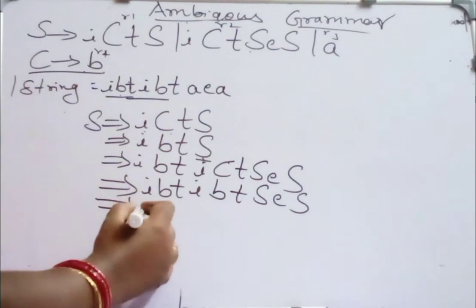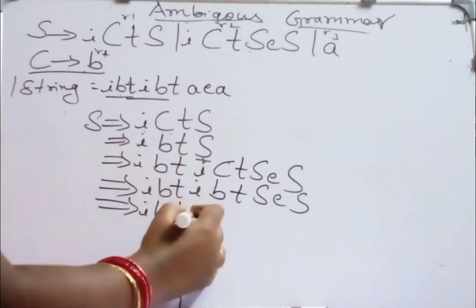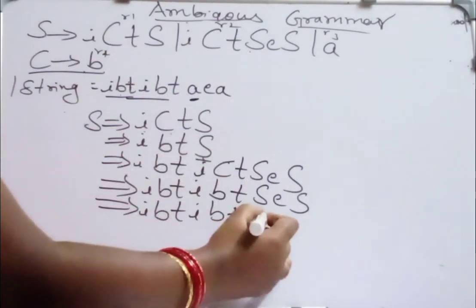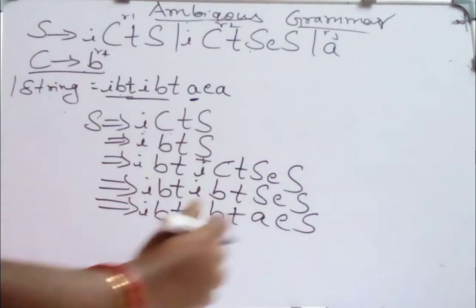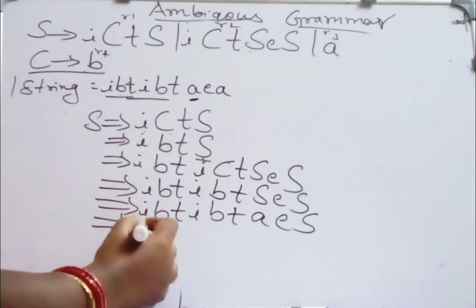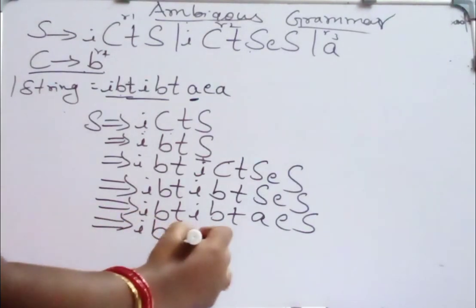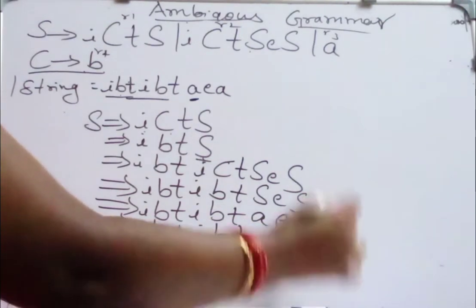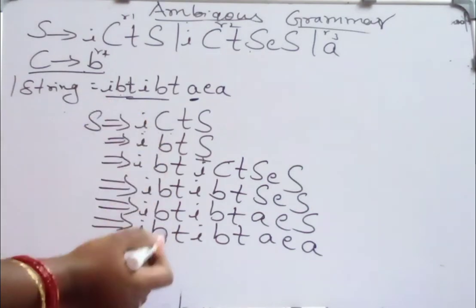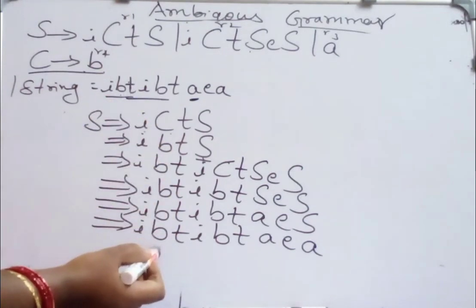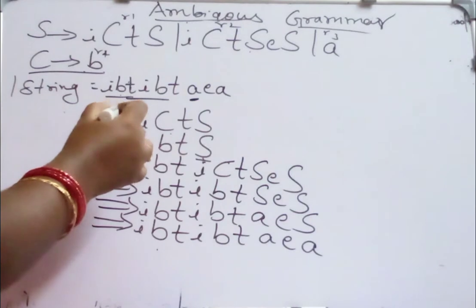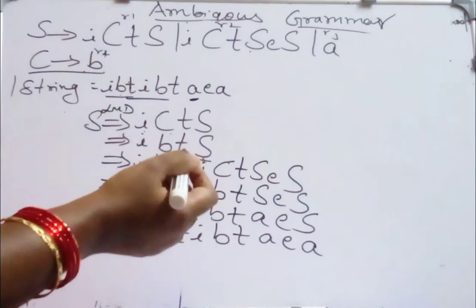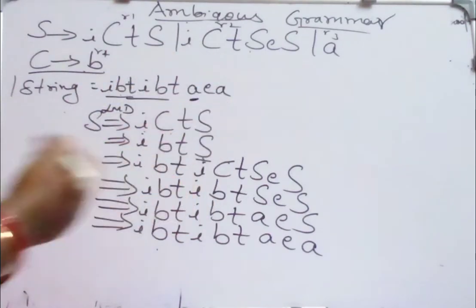So this implies ibtibt. Now I want a, so I am substituting S derives a, eS. And next substitution, ibtibtae, for S I am substituting a. See, now we got back the string w by applying the leftmost derivation. We got the string. Now construct the parse tree for this grammar.